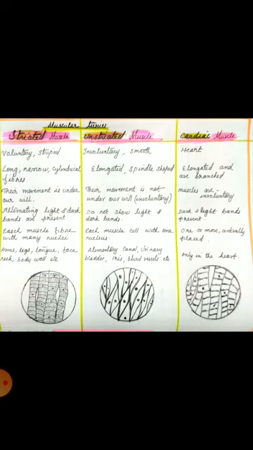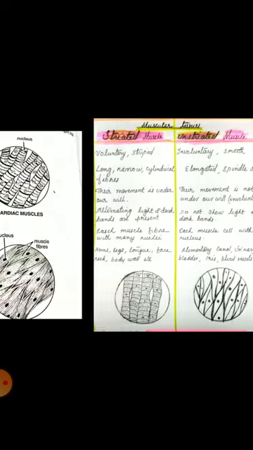This is the comparison between striated, unstriated and cardiac muscles along with the diagrams. This is the diagram which shows the location of three different types of muscles. One more revision for muscular tissues: striated, unstriated and cardiac muscles. So the explanatory part of muscular tissues is this much.